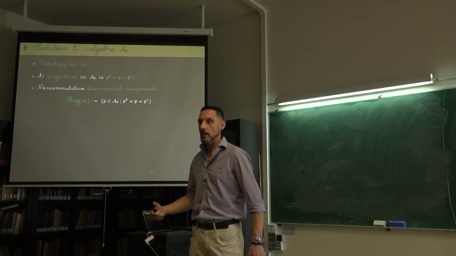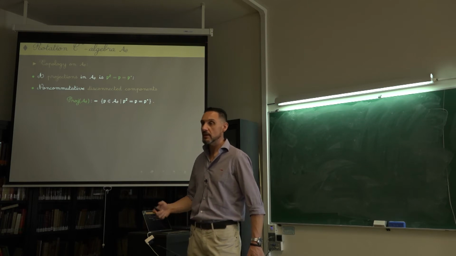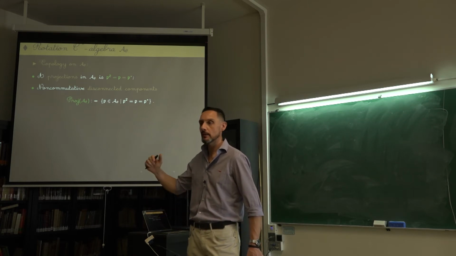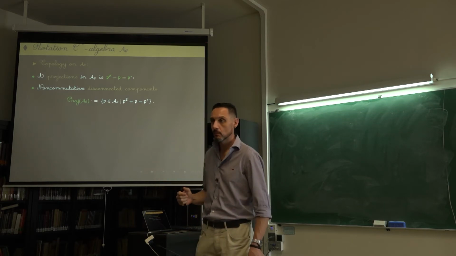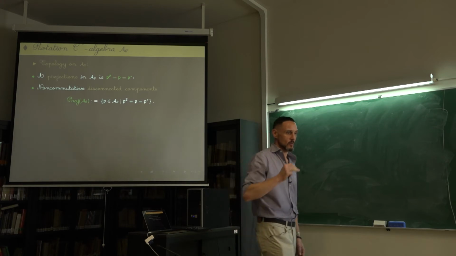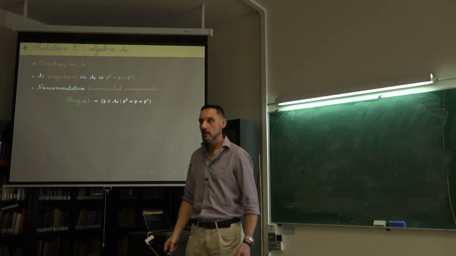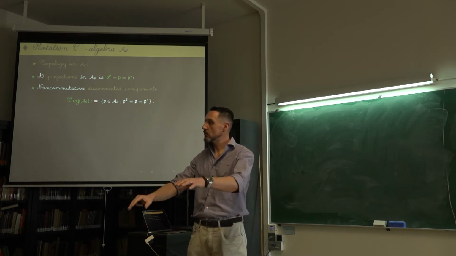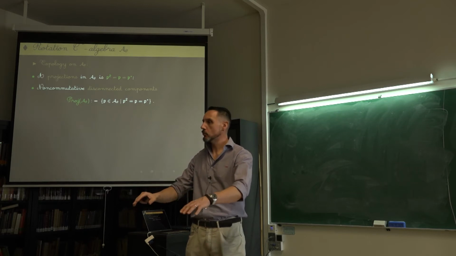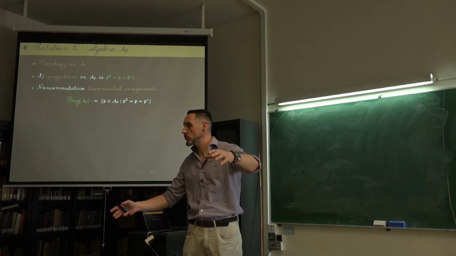If this space is connected, the only way I can construct a projection is with 0, the identity function, which is the constant function 1, or the constant function 0. The constant function 1 is the identity of this algebra, and 0 is the trivial element, and I have no other projection. If my space is disconnected into two components, then I can construct the function which is 1 on one component and 0 on the other, and this is a projection.